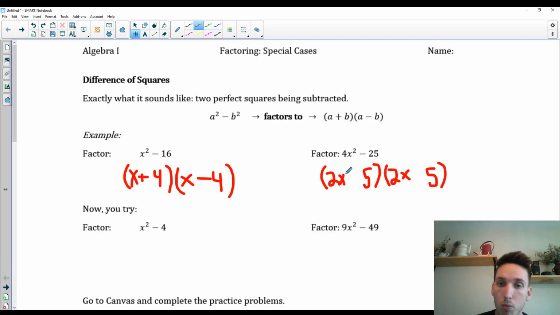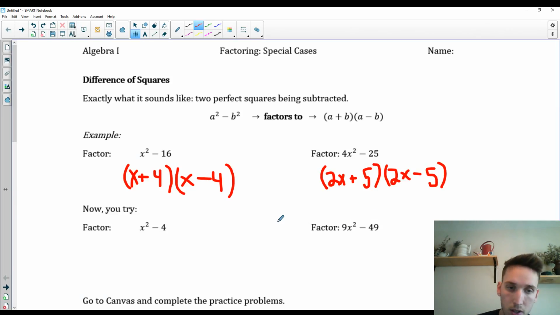Now, one of them has to be plus, one of them has to be minus. And if you were to multiply this times that, you will get this, right? The square root of 4x squared, 2x. Square root of 25, 5. And when we factor that difference of squares, one of them has to be plus, one of them has to be minus. As you know, the order of which binomial goes first doesn't matter, as long as what's inside is correct. So, hey, now's a good time. Pause the video, try out these two examples down here, and see if you're able to do these on your own. So go ahead and pause it now.